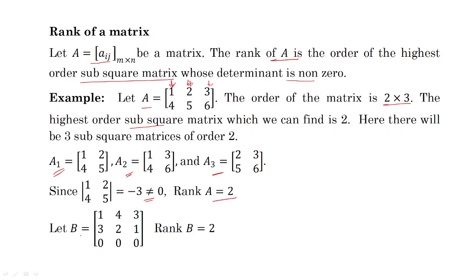Take another example. Suppose B is a square matrix of order 3. Its determinant is 0 because one row is completely 0. So we will check the sub-square matrices of order 2. Here you get one such matrix, 1, 4, 3, 2, whose determinant is non-zero. That's why you can say the rank of B is 2. So in this way we have to check the highest order sub-square matrix for which the determinant is non-zero, and this will be the rank of the matrix.